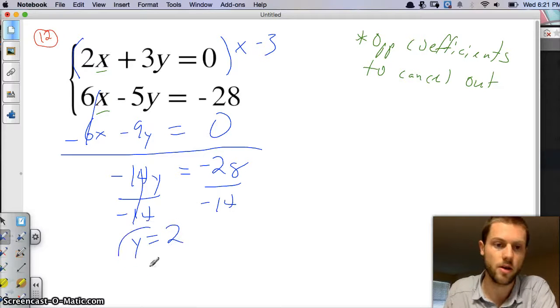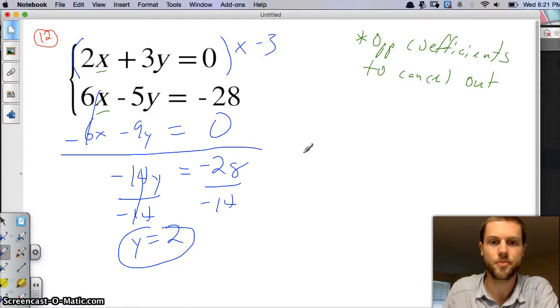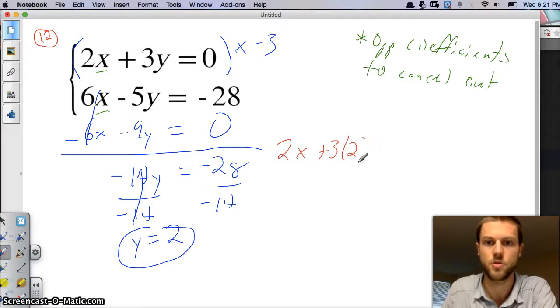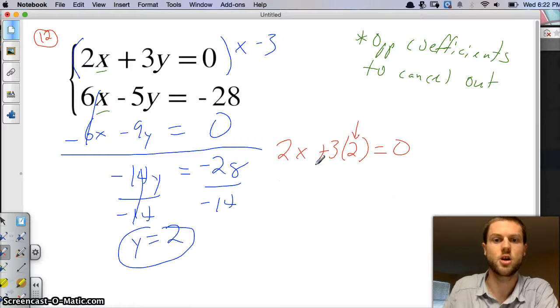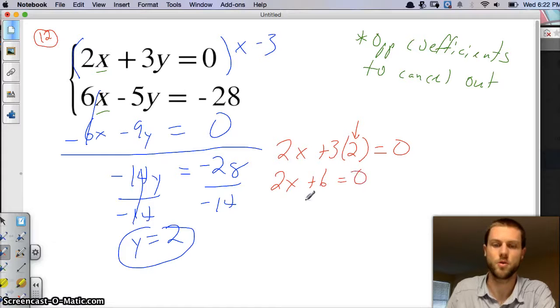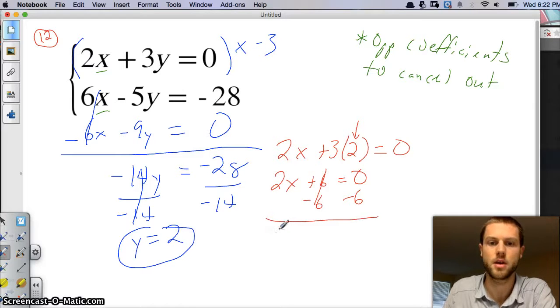I'm going to take my y here, and I can substitute it back into any one of my equations and go from there. So let's do the top one. 2x plus 3 times 2, that's my y, equals 0. So I took this 2, substituted it in there, and let's solve for x. So I get 2x plus 6 equals 0. We're looking to isolate the x here, so I subtract 6 from both sides. I get 2x equals negative 6. Now we divide by 2, divide by 2.